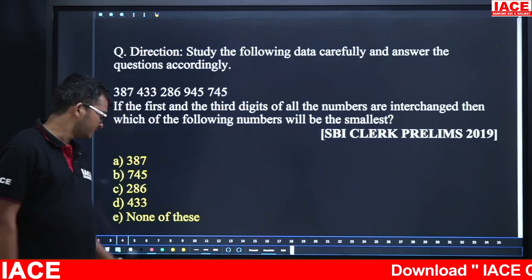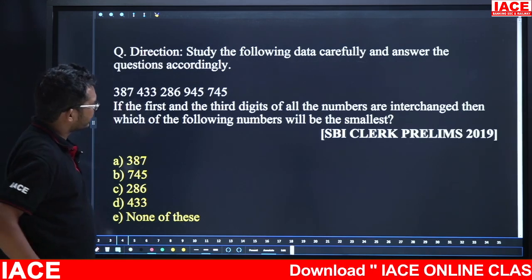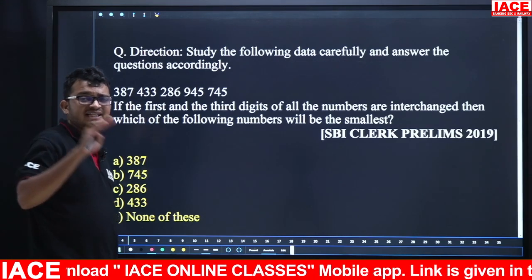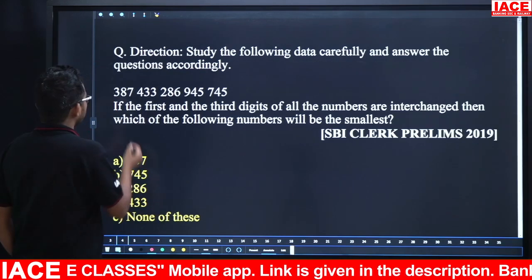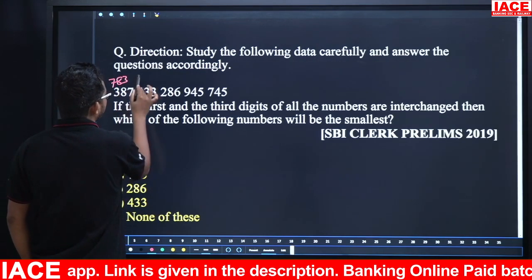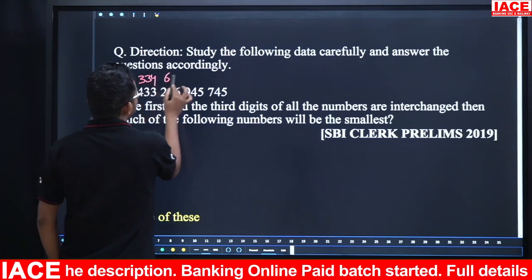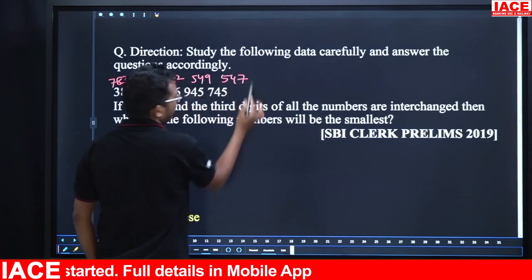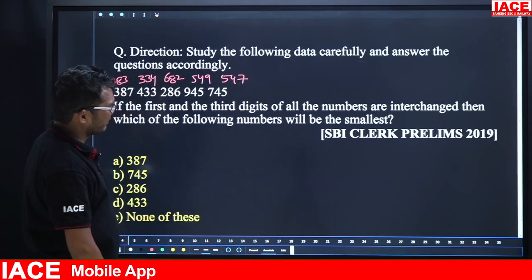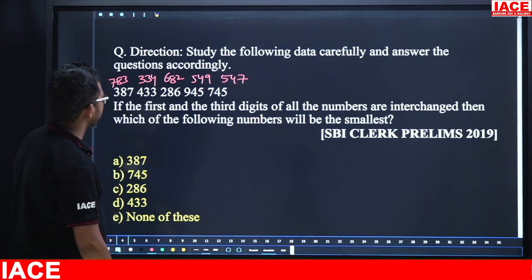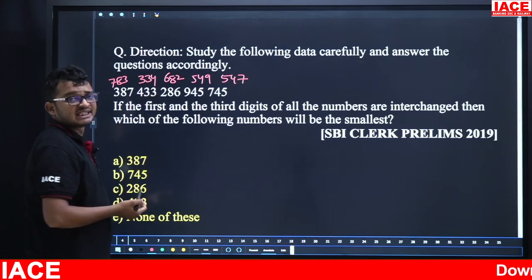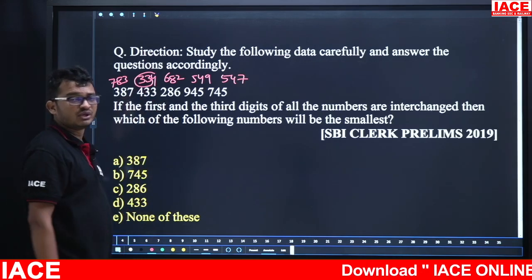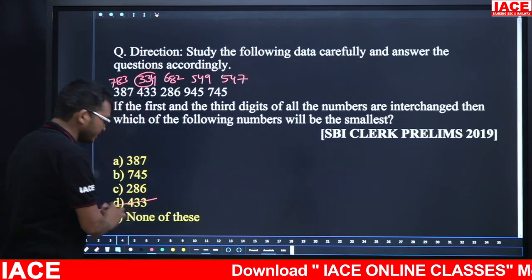Yes, time up. Here the given one is, if the first and third digits of all the numbers are interchanged. We now have to interchange the first digit and the third digit. That means this one is 783, next 334, next 682, 549, next 547. Now the question is, which of the following numbers will be the smallest number? The smallest number is 334. Using 433, we can get the lowest number. So the answer is 433. Option D is the answer.